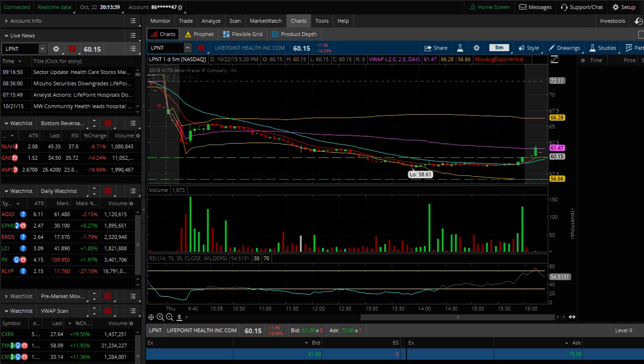But that's all I have for you today. Again, if you have any questions about my scans, what I look for, very simple. I look at the float. Then I look at the volume. I need to have a good volume spike. Without that volume spike, the gap up, or gap down, doesn't mean anything.